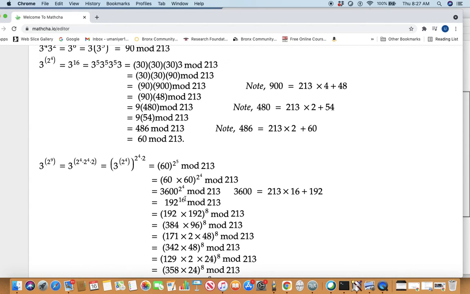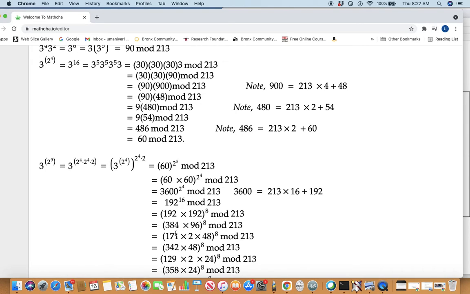16 is 2 times 8. So I take 192 times 192 to the 8th power, right? I take 2 away from here. That takes me 384 times 96. Notice I'm not multiplying everything. I just took away 2 from here. A factor of 2 multiplied here, that gave me 384 and this reduced to 96. 384 modulo 213 is 171.